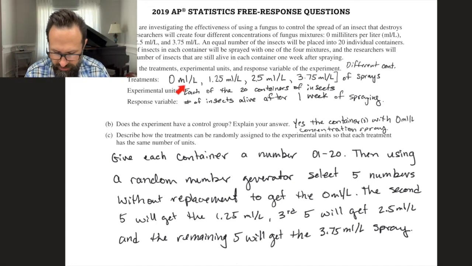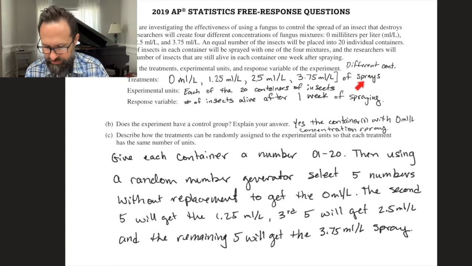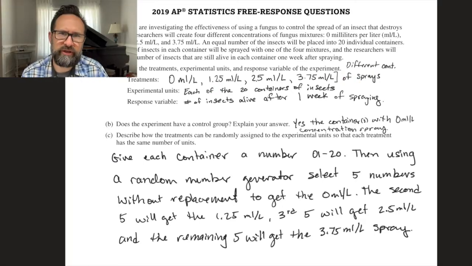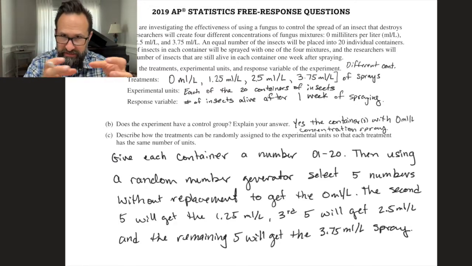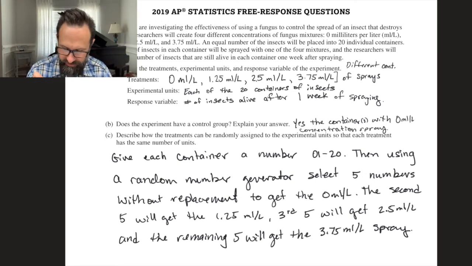So, you can see here, I listed them out and I said it was the different concentrations of sprays. I always want to write my answers in context of the problem. I don't ever want to write just a plain number unless I can't help it. So next part is experimental units. Be careful. It's not the insects that are the experimental units. What's getting the actual treatments? What are we putting these sprays into or on? And that was the 20 different containers of these insects.